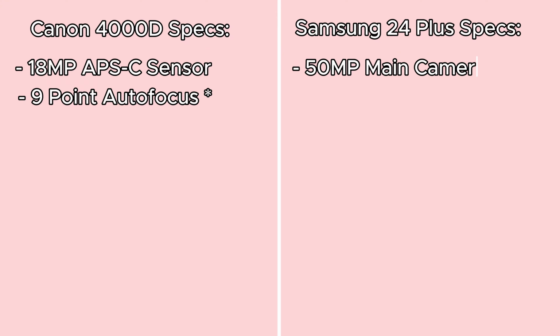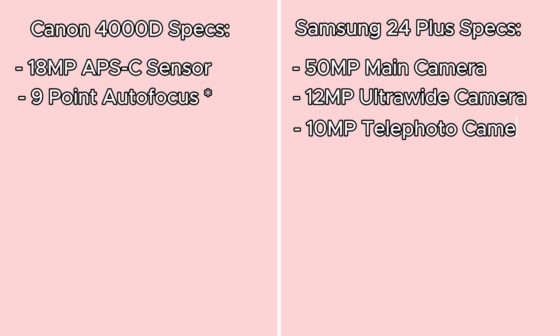Switching to the S24 Plus, this has a 50 megapixel main camera, a 12 megapixel ultra wide, and a 10 megapixel telephoto. So as you can see, there's a lot of camera for a lot of different scenarios. I think this is just because you can't interchange the lenses like you can on the Canon 4000D.